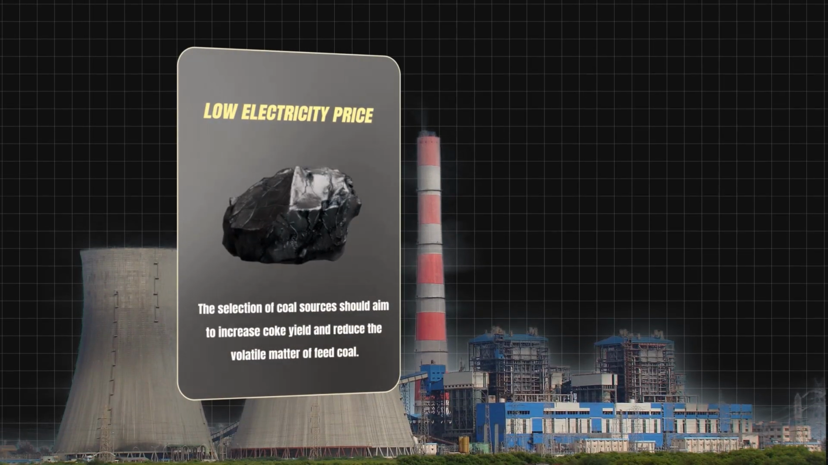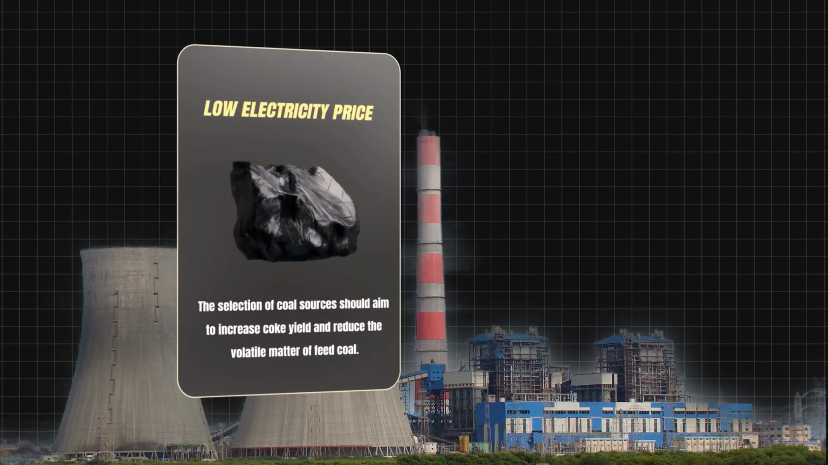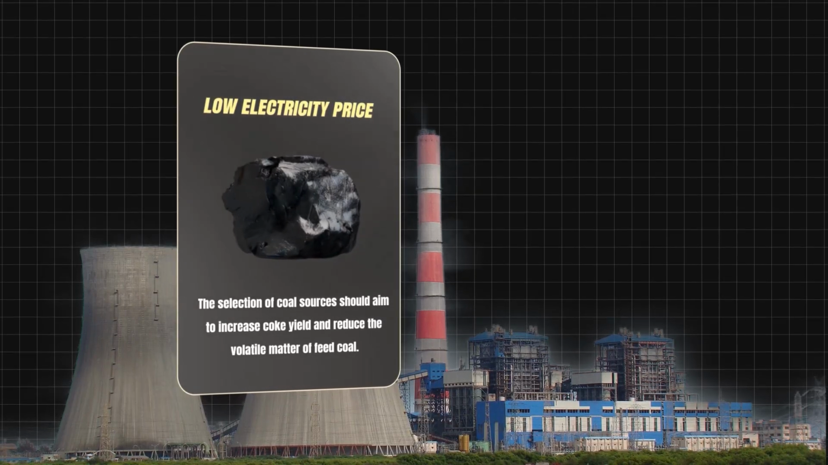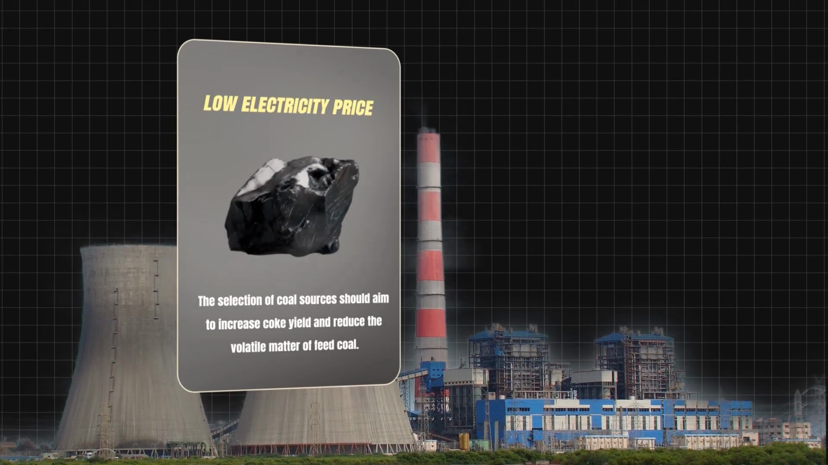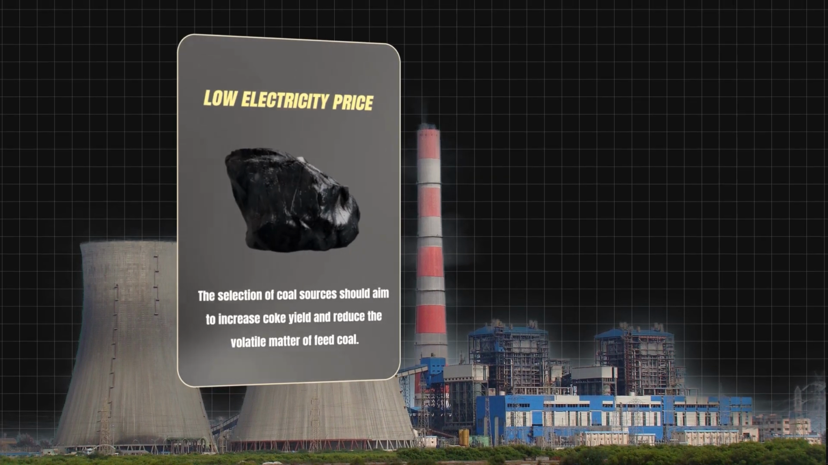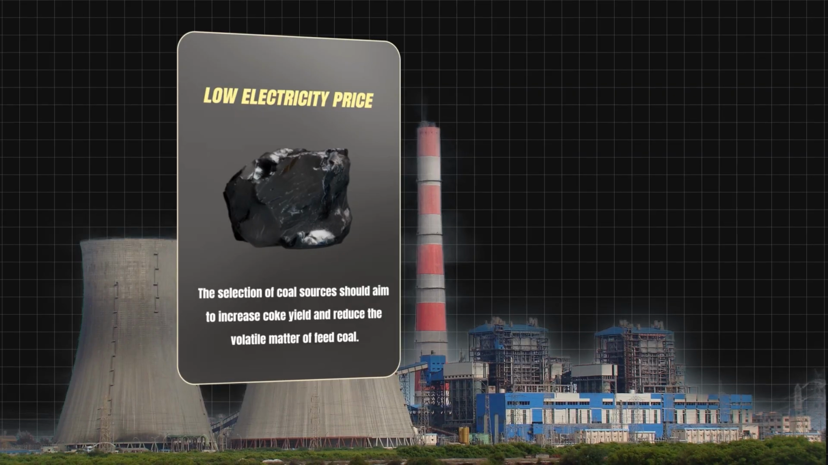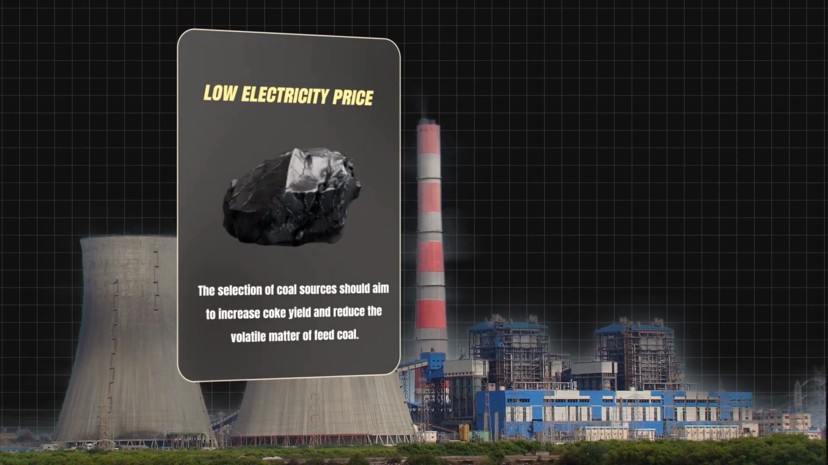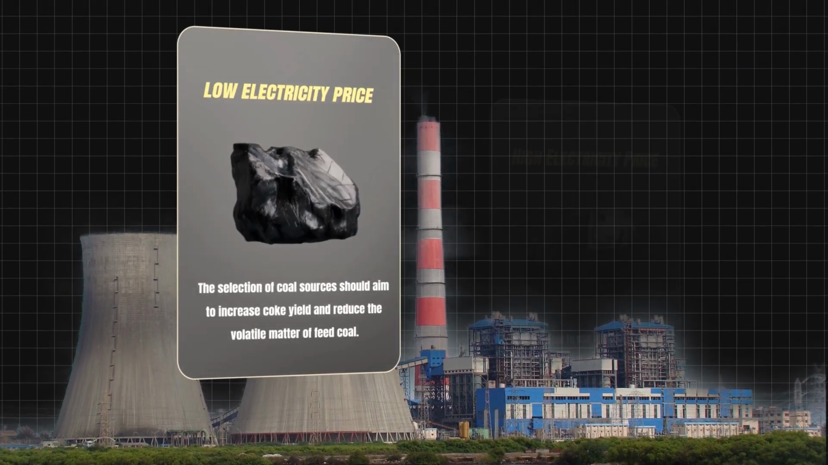Once we understand these process characteristics of this coke oven, we can, based on its process features, specifically design and organize coal resources. If the electricity price at the enterprise where the plant is located is relatively low, and the revenue from power generation is lower than that from chemical byproducts, our choice of coal source would be to increase coke yield and reduce the volatile matter of the feed coal.